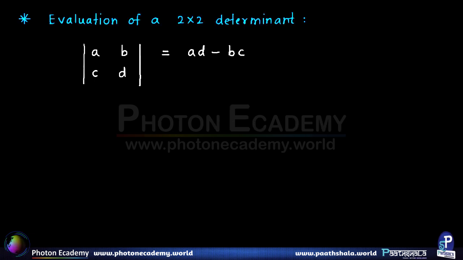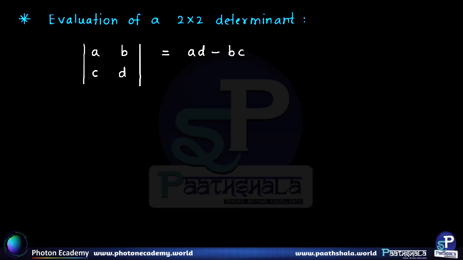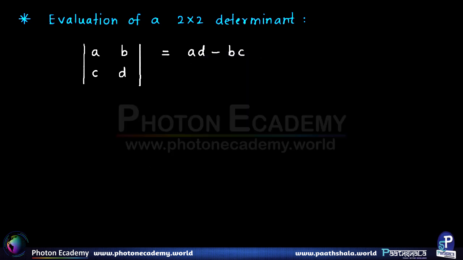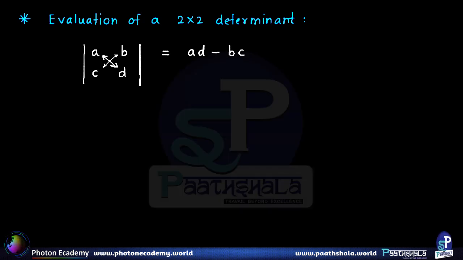Let's move ahead and see how to evaluate a 2 by 2 determinant. It's important to note here that a determinant has a value, and we will see now the way to evaluate a 2 by 2 determinant. If we consider a determinant of, say, 4 elements, that is A, B, C, D as shown here, then its value is given by the multiplication of A and D, that is the diagonal elements, minus the multiplication of the non-diagonal elements, that is B and C. So this is a way to evaluate any 2 by 2 determinant.